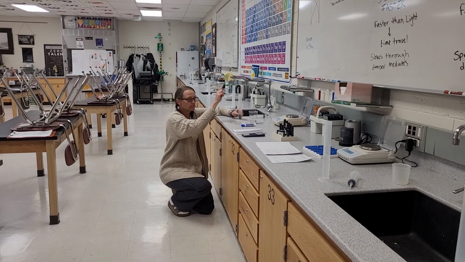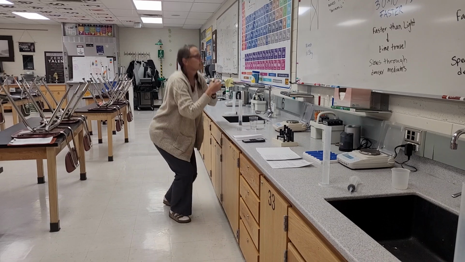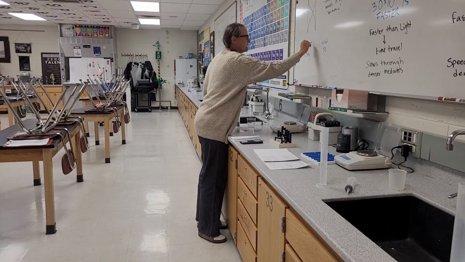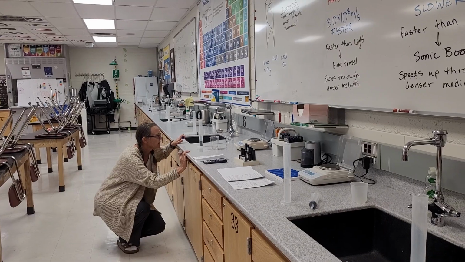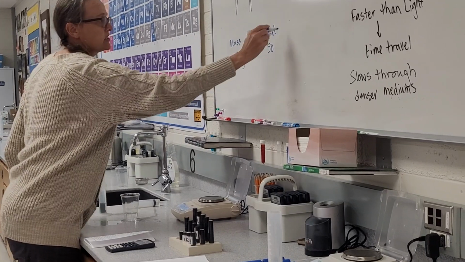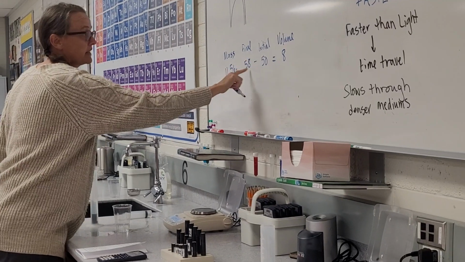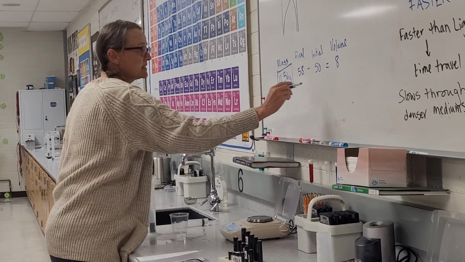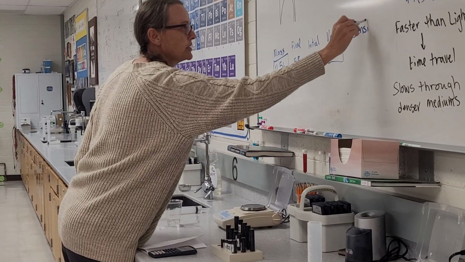However much it increases, that's going to be your volume. So this went from 50, so my initial was 50. My final volume is 58. So when you subtract these two, your volume is going to be what these two numbers are subtracted. And that's your volume. Then you're going to use your mass, and you're going to divide it by your volume, and that's going to give you your density.